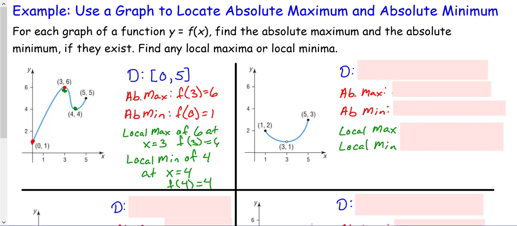So let's look at this next example. Our domain starts at 1 and goes around to 5. However, we have an empty circle right in the middle of our line, so that means 3 is not included in our domain. So we would write it as the set of x where 1 is less than or equal to x, less than or equal to 5, and x cannot equal 3. So in this case, we have an absolute maximum at f of 5 equals 3.